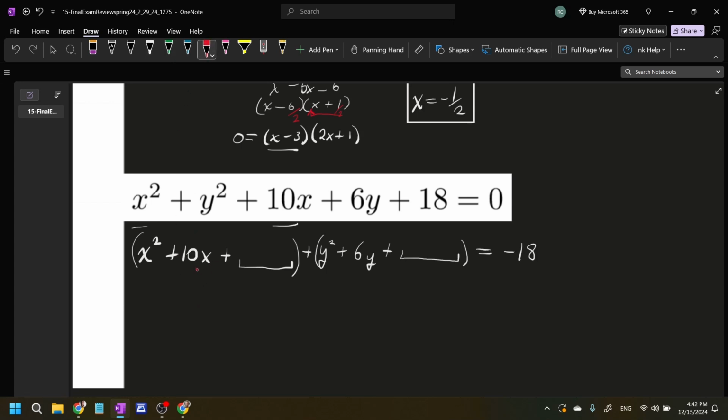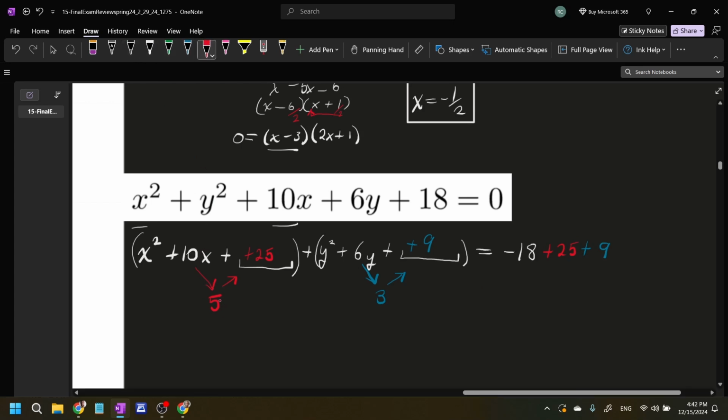Remember the shortcut. We take our b value, we cut it in half, we get 5. We square that, we get plus 25. Because I add 25 here, I have to also add 25 here. Let's do the same thing for y. Take our b value, cut it in half. We're going to get 3, and 3 squared is 9. And because we added 9 here, we have to also add 9 here.